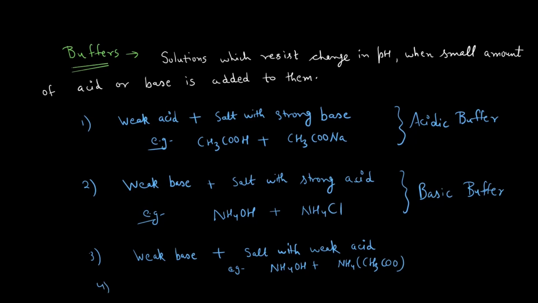We also have a buffer with a weak acid and its salt with a weak base. For example, acetic acid and its salt with a weak base, ammonium acetate. So these are buffers. Now we will study how the buffer works.